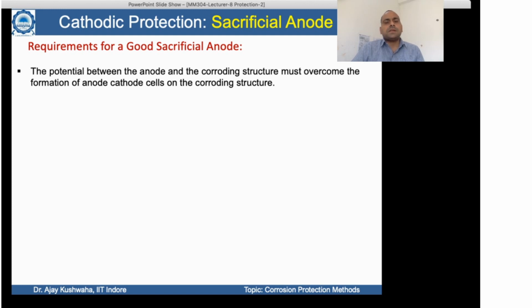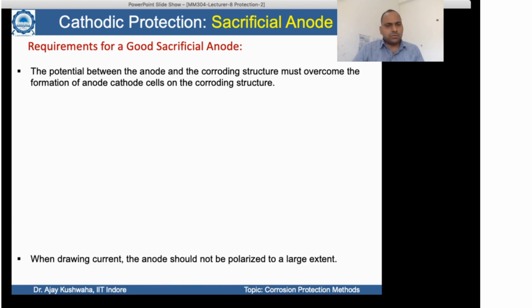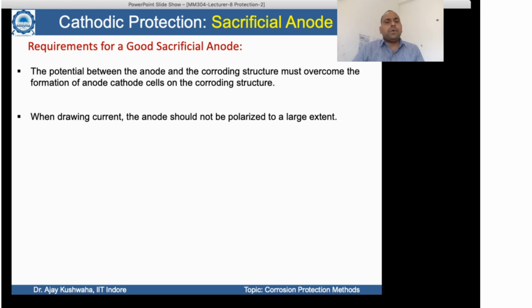Here are a few requirements for a good sacrificial anode that we have listed. The first is that the potential between the anode and the corroding structure must overcome the formation of anode-cathode cells on the corroding structure. So basically a cell formation should be there, otherwise we are not able to use this system. When drawing current, the anode should not be polarized to a large extent. When you are selecting the sacrificial anode, there should not be a very huge difference. Otherwise, this anode will be polarized a lot, and then it will have a very high corrosion rate. So maybe it's not very durable.